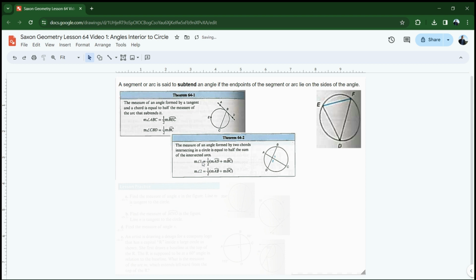The measure of an angle formed by 2 chords intersecting in a circle is equal to half of the sum of the intercepted arcs. Okay, let's take a look at what we're dealing with here.